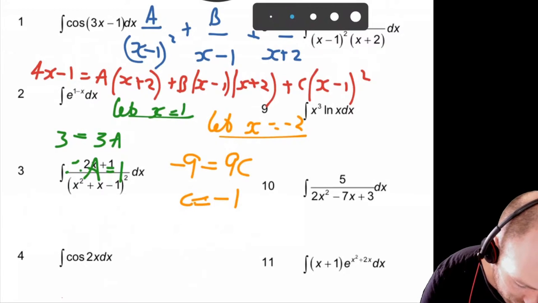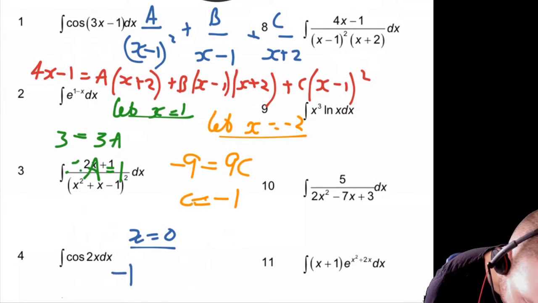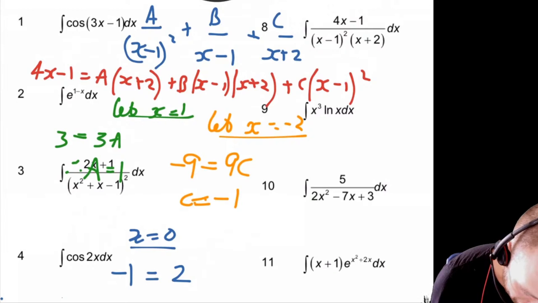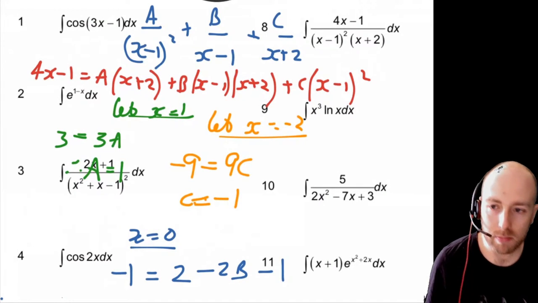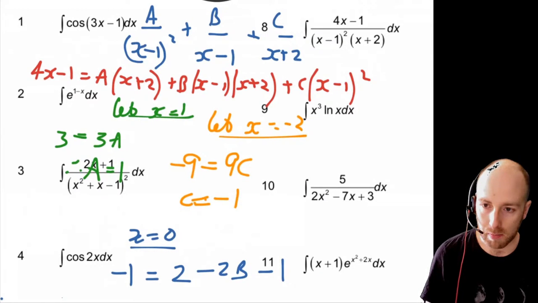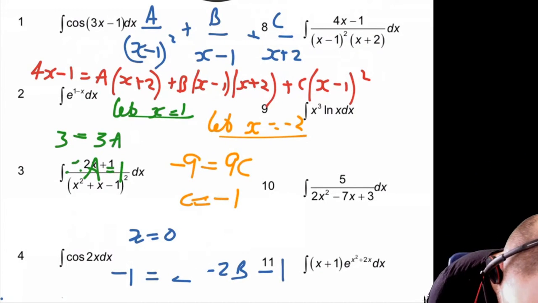If I let x equal 0 as my last one, get minus 1 equals 2a, which is just going to be 2. Minus 2b, then plus c, which is minus 1. So if we rearrange this, we're going to get b is 0. I've done something wrong here. Let me do that again. I don't think b was 0.